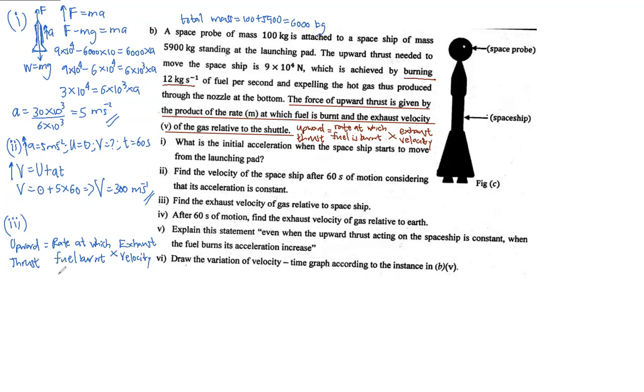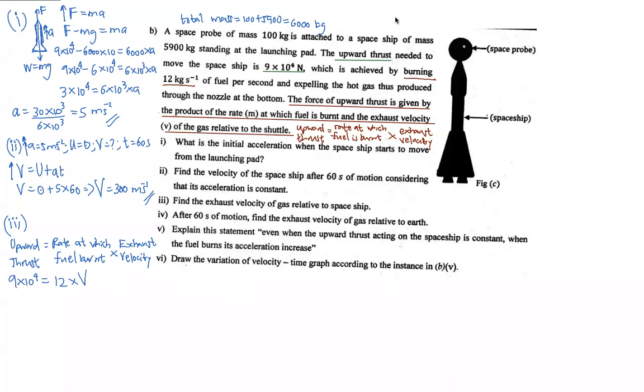What is upward thrust, people? Upward thrust is this value. They have already given upward thrust. It's already provided in the question. Upward thrust is 9 into 10 to the power 4. So if I substitute it here, 9 into 10 to the power 4, the rate at which the fuel is burned is 12 into exhaust velocity v.